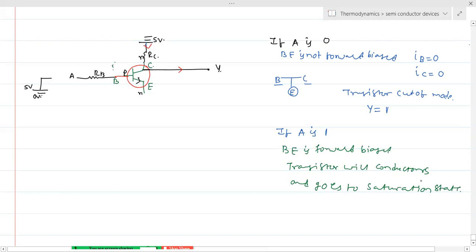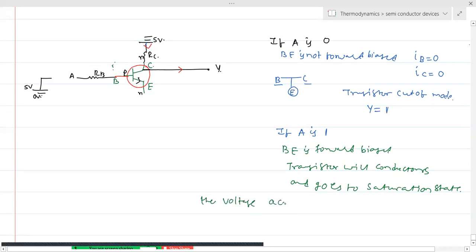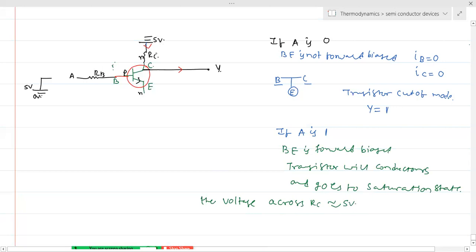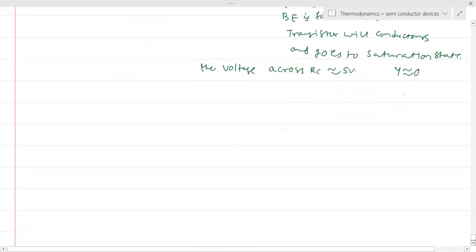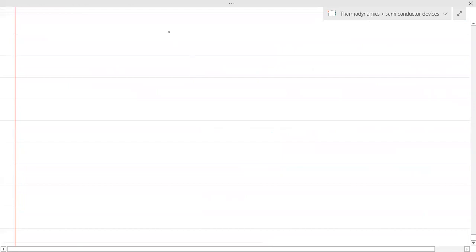And the voltage drop across RC is almost equal to 5 volts. That means whatever battery we are having, 5 volts, is wasted across RC. Therefore, Y is approximately equivalent to 0. So this is the explanation for the NOT gate with the transistor.